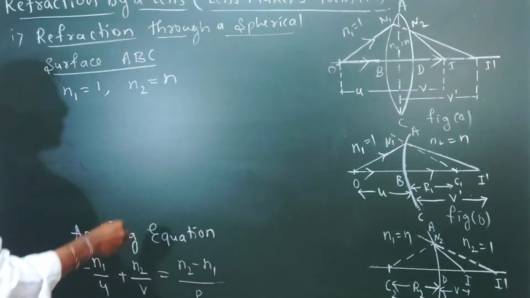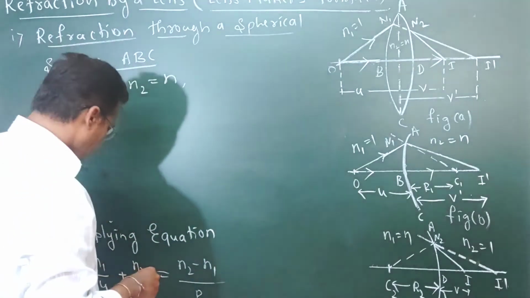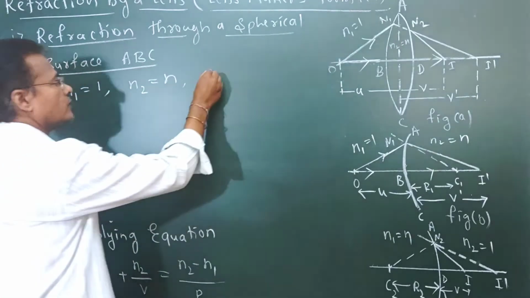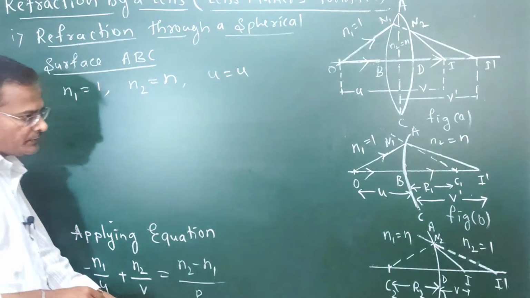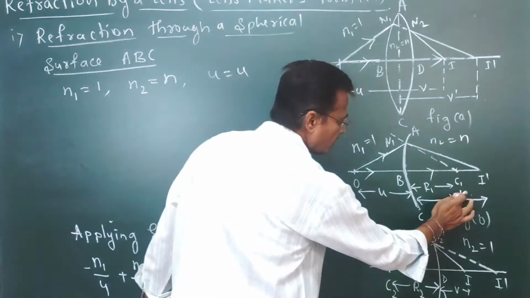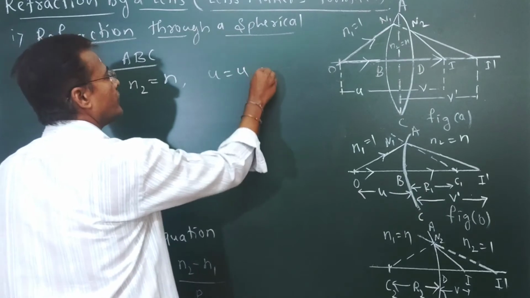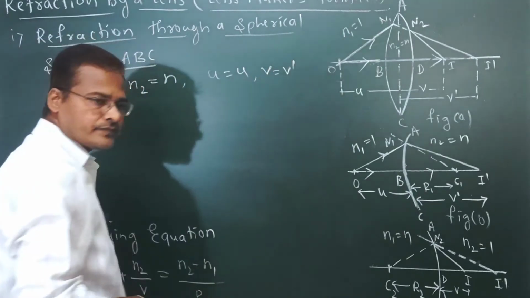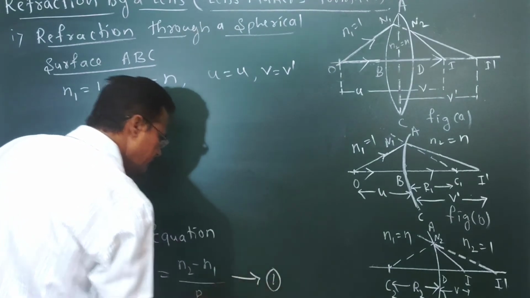Next, here the object distance is the object only, U. The image that forms is V dash. So that is V equal to V dash. This is equation 1.